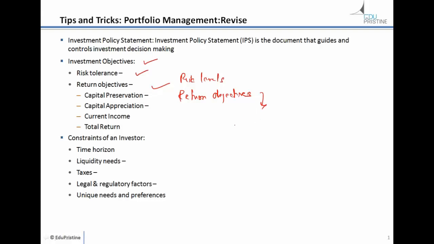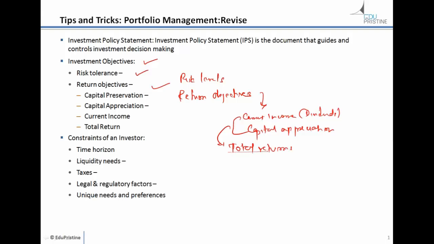So return objectives could be purely in terms of the current income, in terms of dividends. There could be a demand by the investor that he is looking at an annualized yield of, let's say, 5% or 6%, which means that he is looking at a continuous dividend yield of 5 to 6%. Or it could be that the investor is not looking at a dividend yield, he is more concerned with growth, which means he is focusing on capital appreciation. So basically, the current income plus the capital appreciation will form what is called the total return.